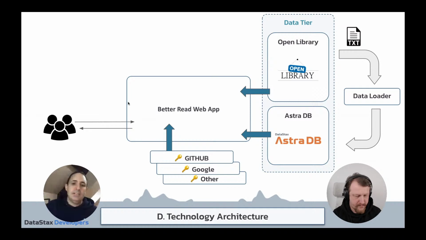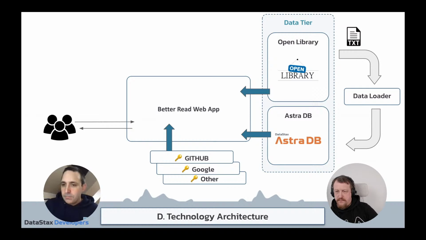So this is what the technology architecture looks like. Here you can see Open Library. We download the dumps as text files, and we load the data. So we need something to load the data. We need a data loader. And I will discuss exactly how to build that data loader to put that in Cassandra.